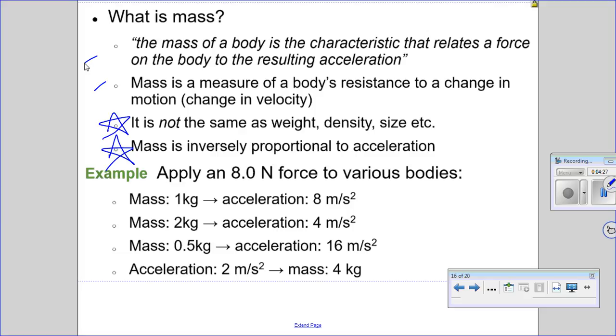So here's a simple example. If you apply a fixed force of 8 newtons to 1 kilogram, it'll accelerate at 8 meters per second squared, because acceleration is net force over mass. 2 kilograms is going to give you half the acceleration. Half a kilogram would give you twice the acceleration. If you go the other way and know the acceleration, then you can find the mass. That's exactly what Patrick just said. Cool?